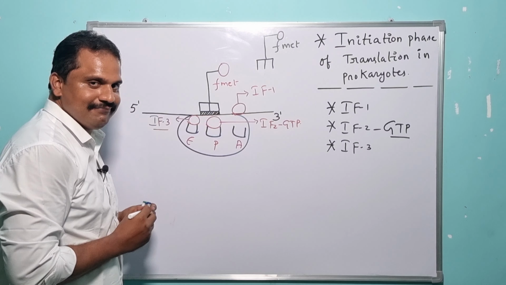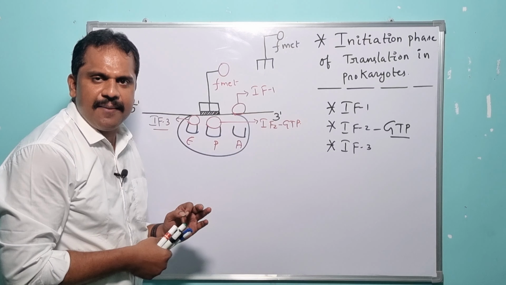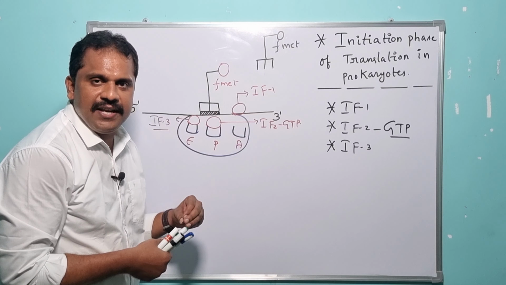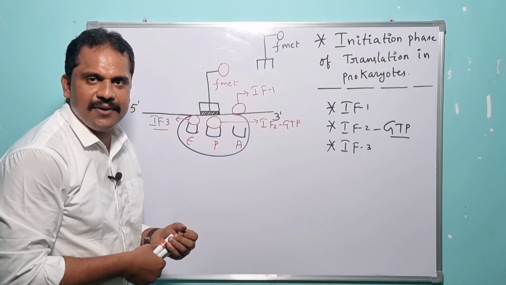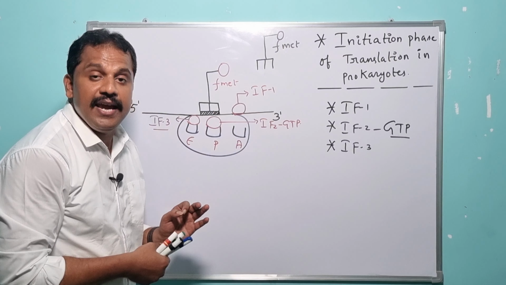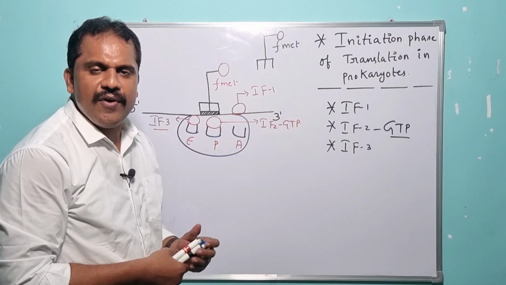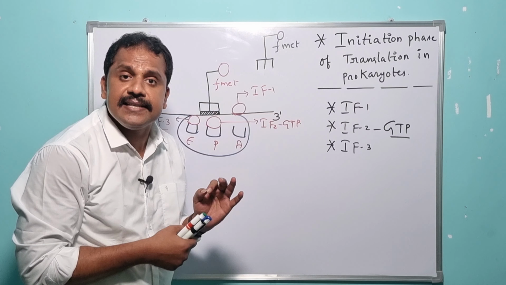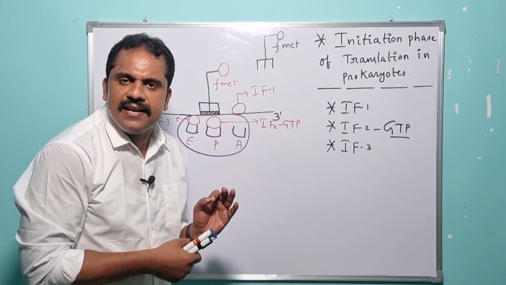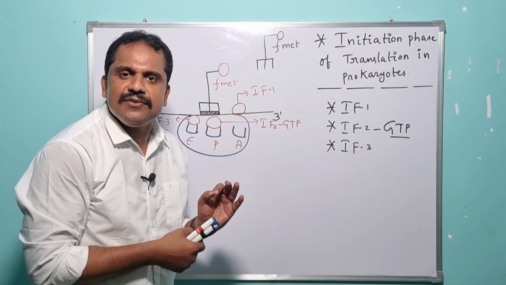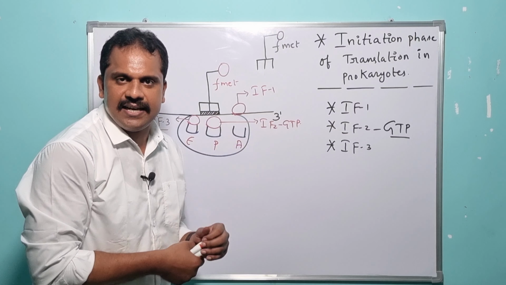Once the initiator tRNA with its encoding amino acid has been successfully recruited to the P site of the ribosome, now the specialized initiation factor 2, which is in association with GTP, undergoes hydrolysis. Initiation factor 2 in association with GTP has a higher affinity to be recruited to the P site of the ribosome, but initiation factor 2 in association with GDP has a lesser affinity.